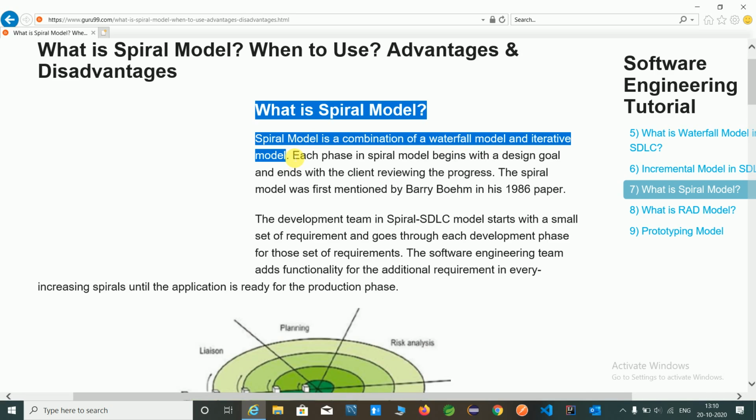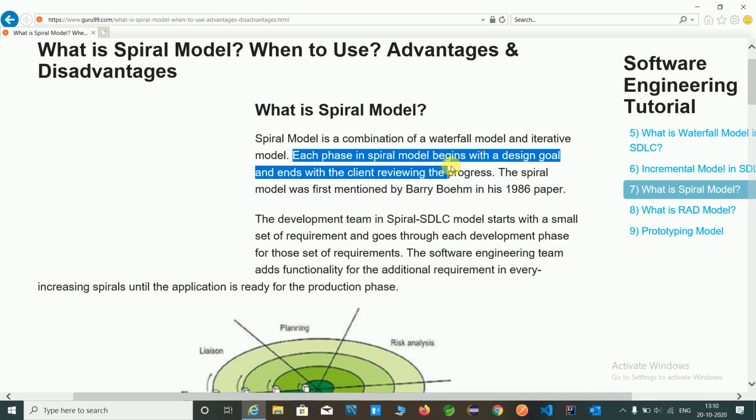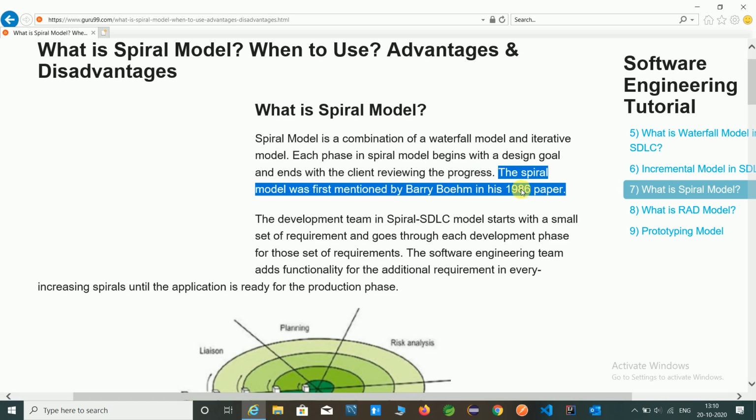Each phase in the spiral model begins with a design goal and ends with the client reviewing the progress. The spiral model was first mentioned by Barry Boehm in a 1986 paper.